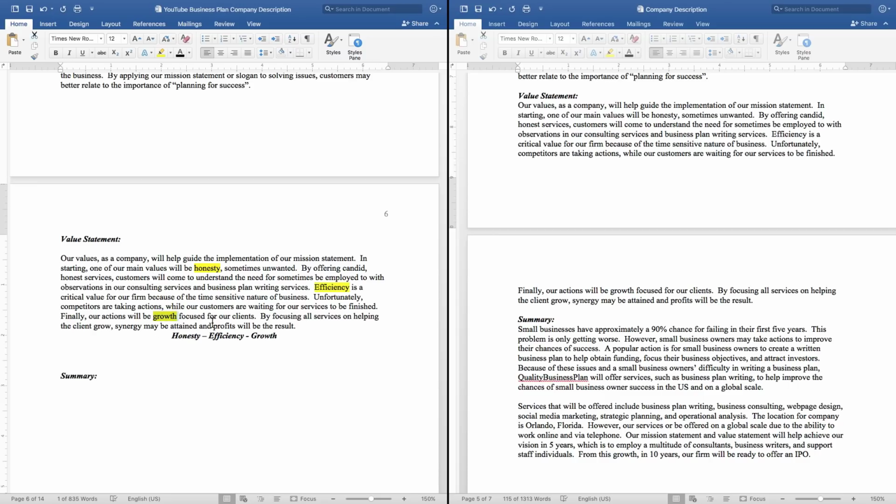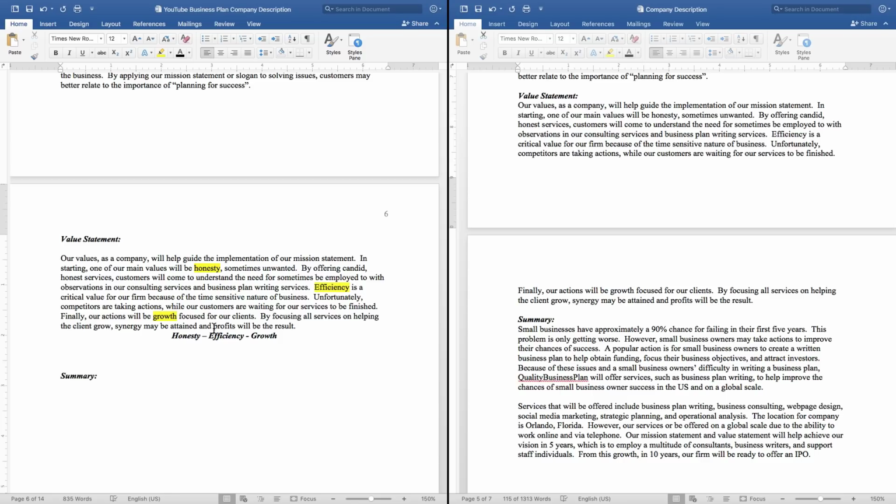And finally, growth. We want to focus on growth. So everything we do, the business plan is focused on helping the business grow through putting all their information into a nice succinct area, focusing all the operations. So growth is one of our other value statements. These values can range from company to company. Most of the business plans that I use, honesty is definitely one of the main ones.